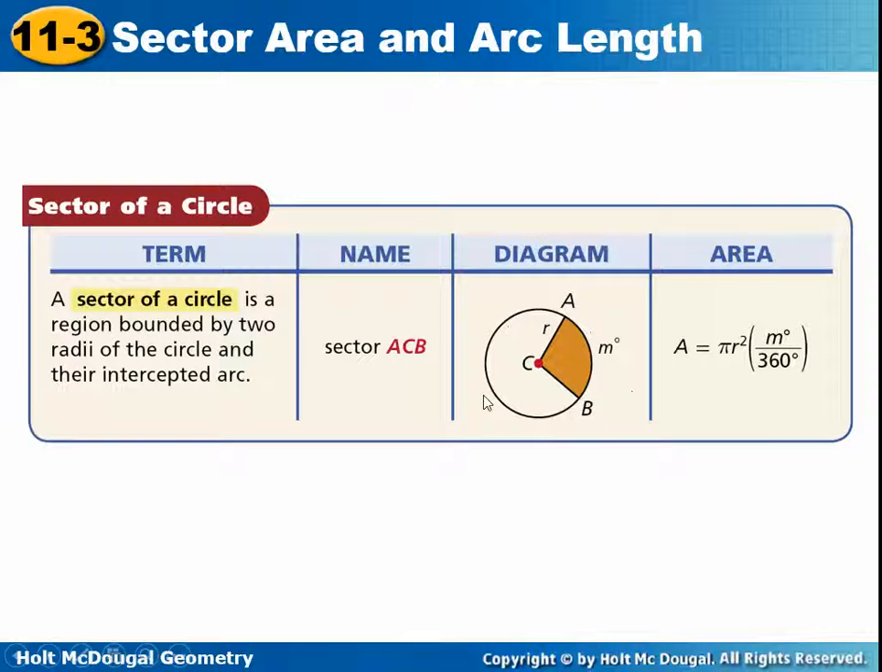So if you have a circle here and you know what this measure is, like let's say it's 100, you would find the area of a circle by going pi r squared, and then you would multiply that by 100 over 360 if this measure was 100 degrees. So this is a sector. It's like a piece of pie. And you need to find the area of the circle by finding what fraction of the circle you have.